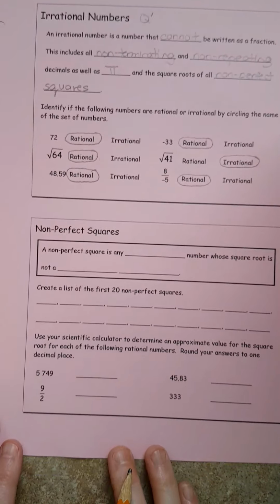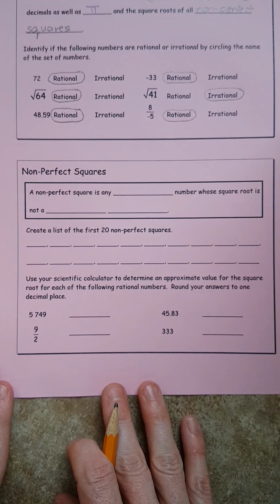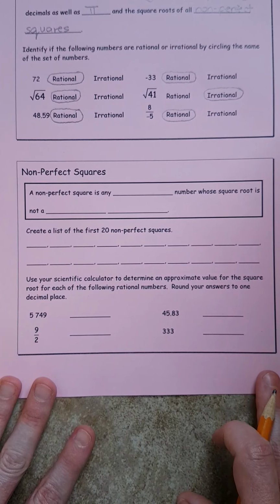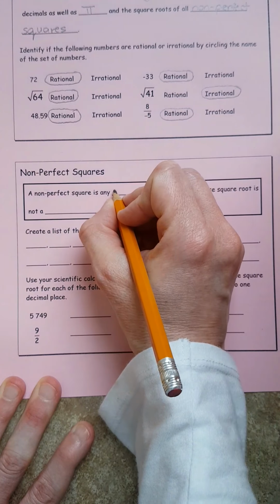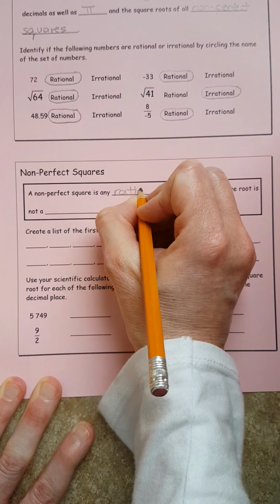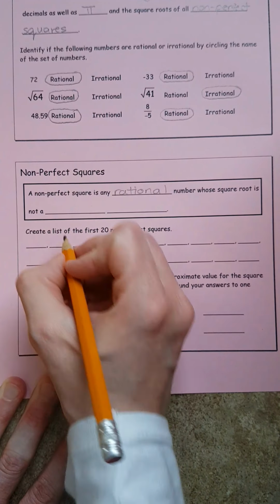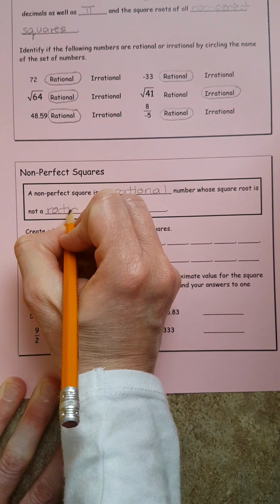So move that up for the next one. A non-perfect square is any rational number whose square root is not a rational number.